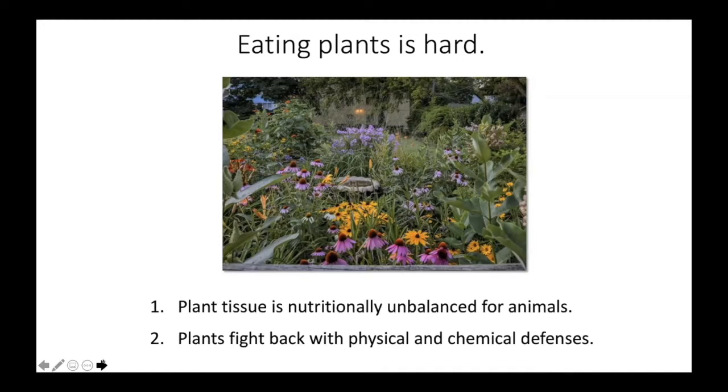Second, plants don't want to be eaten. So they fight back with physical defenses like thorns and stinging hairs, and also chemical defenses like toxins that can poison insects or other herbivores. Today, I'll discuss the different guilds of insect feeding behaviors and adaptations for dealing with these difficulties. One surprisingly common solution is symbiosis with microbes, and because that's my specialty, I'll largely focus on that.